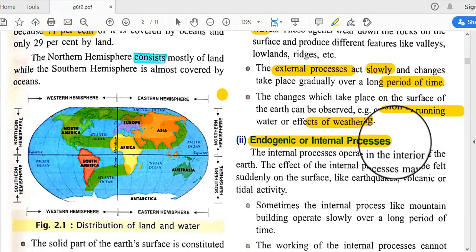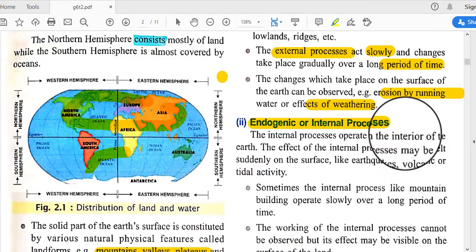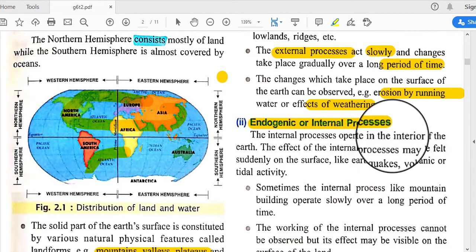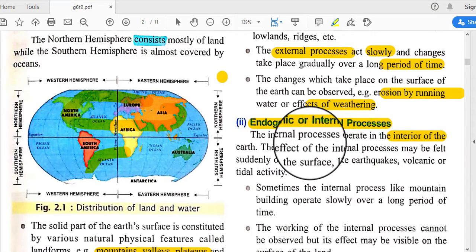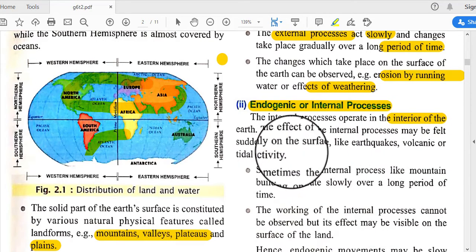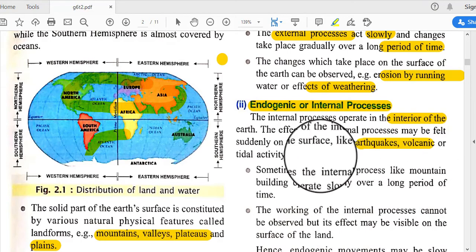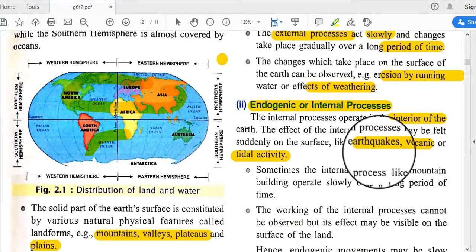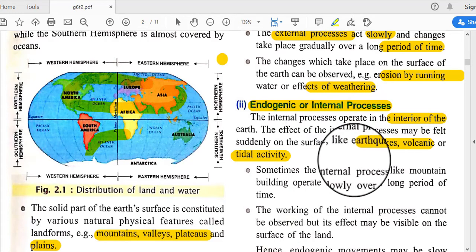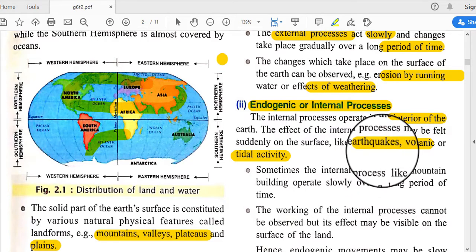Next is endogenic or internal processes. The internal processes operate in the interior of the earth. These depend on the interior structure and are formed in the interior part of the earth, and the effect of the internal processes may be felt suddenly on the surface, like earthquake, volcanic eruption or tidal activity. When endogenic processes occur in the internal part, we also feel the effect on the earth's surface. When an earthquake happens in the interior of the earth, we can feel the earthquake on the earth's surface.